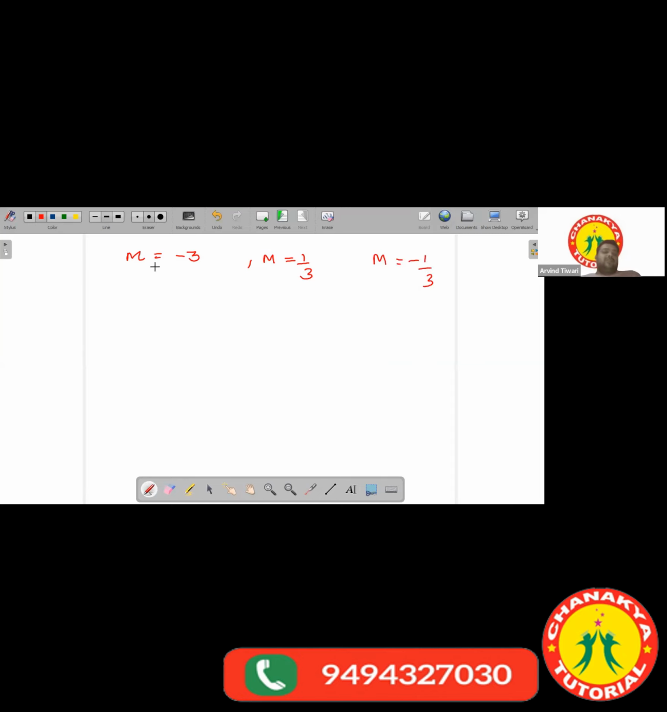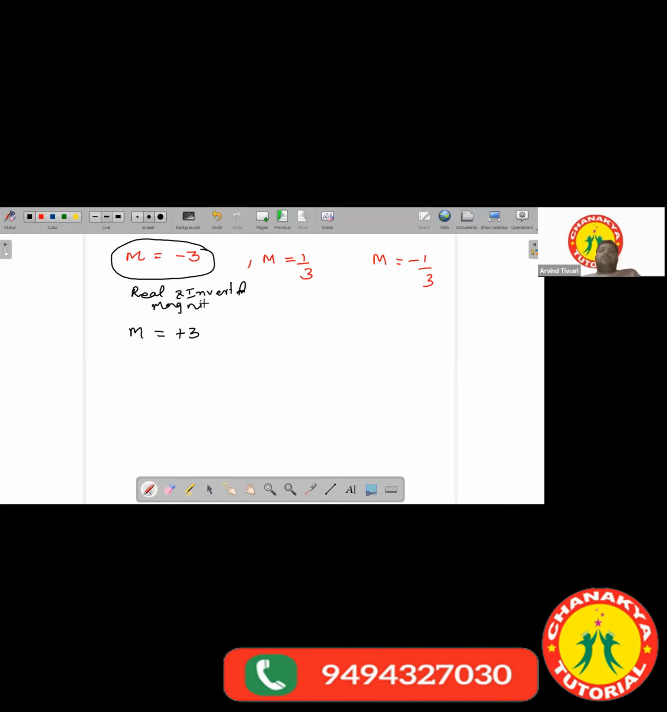So what does this first point mean? Magnification equals -3. That the image is real and inverted. And what else? It is magnified. So from this value, we consider that the image is real and inverted, and it is magnified.